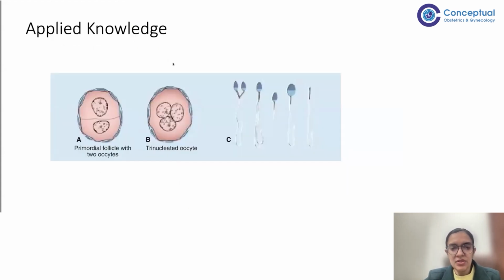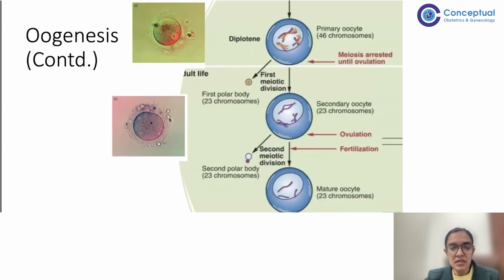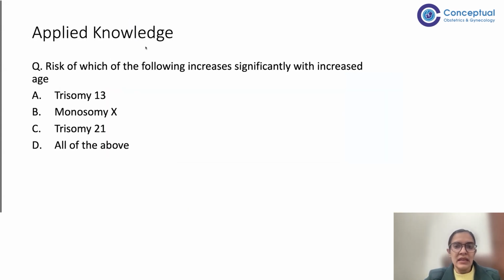Plus, the applied knowledge of this fact is that sometimes during this process, genetic changes can occur. You can have a primordial follicle with two oocytes, or a trinucleate oocyte. The sperms can be headed like this. So one has to know that a lot of errors, a lot of genetic problems, can occur at this stage itself. Okay, just a few questions in between to keep it lively and interactive.